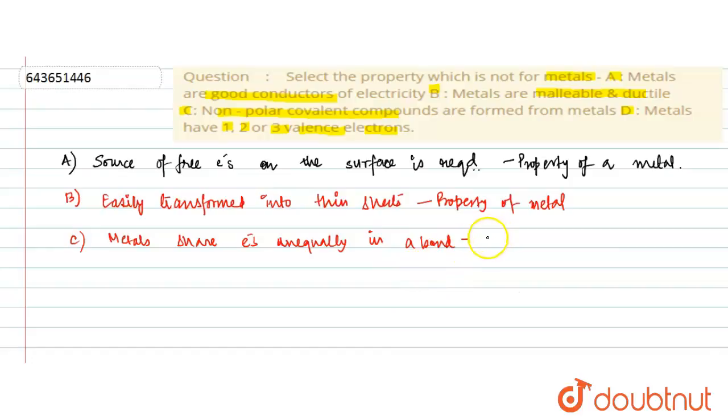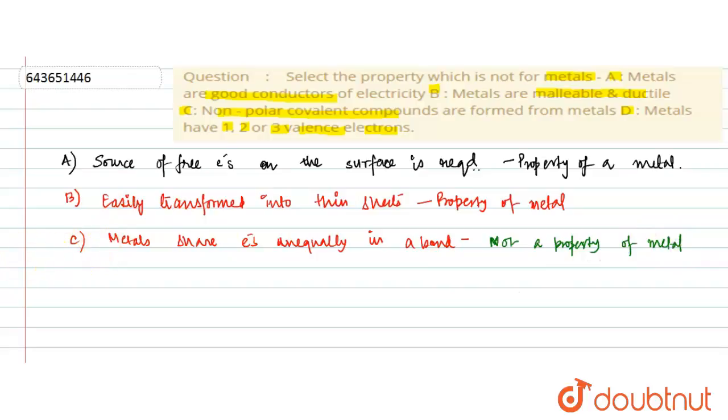When some substance shares electrons equally in a bond, they form non-polar covalent compounds. Metals share electrons unequally in a bond. That is why they are polar in nature, and polar covalent compounds or ionic compounds are formed. So C is not a property of metal.